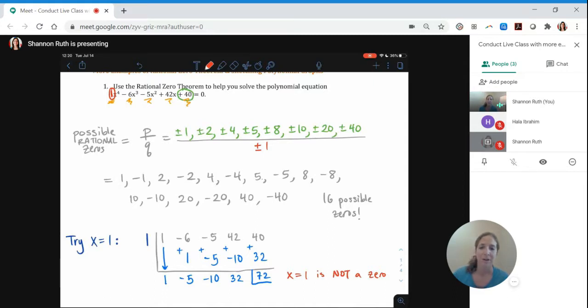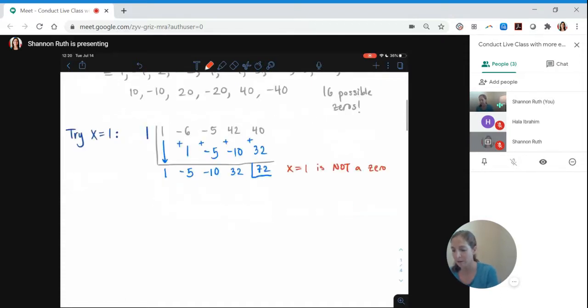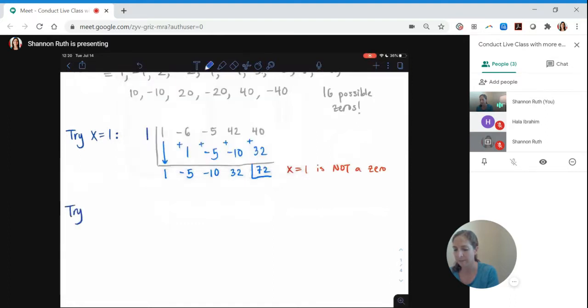So it can be a little discouraging at first when you get a non-zero remainder, because then you're like, all that work for nothing. But let's just keep plotting through our list. Again, I'm just trying to mimic the process that a lot of us are going through. So the next value in my list is -1.